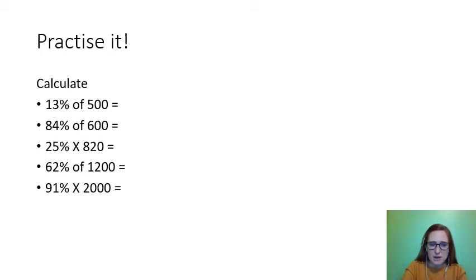To find 25%, you've got two different ways to do this. You could divide by 100, then multiply by 25, or you could remember that 25% is actually the same as a quarter, so you can find a quarter of 820. Then we've got 62%, divide by 100, multiply by 62, and to find 91%, divide by 100, multiply by 91. Pause the video and practice now.